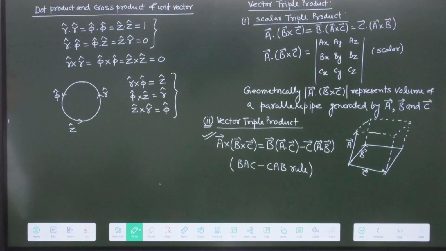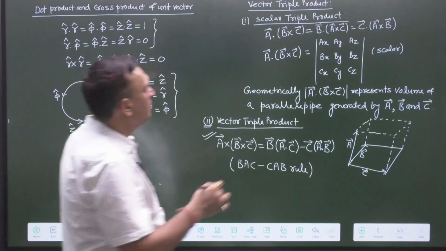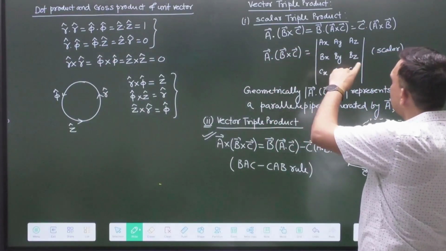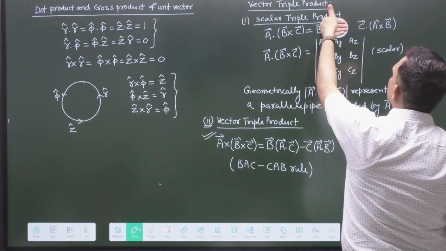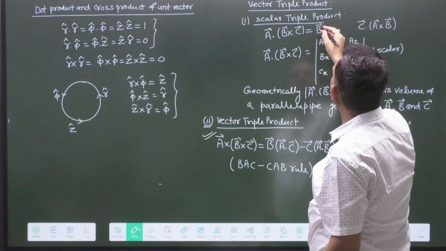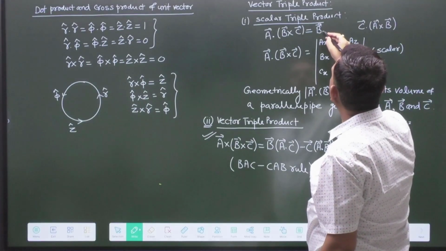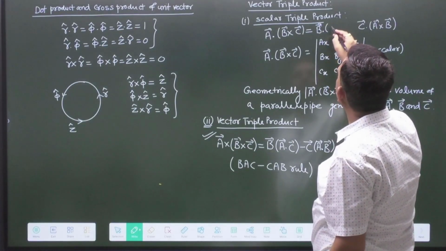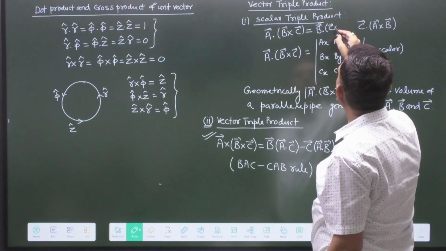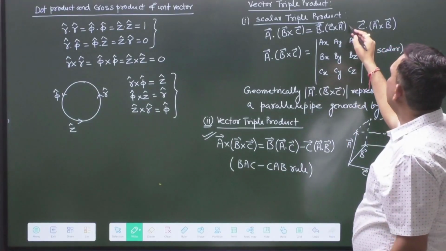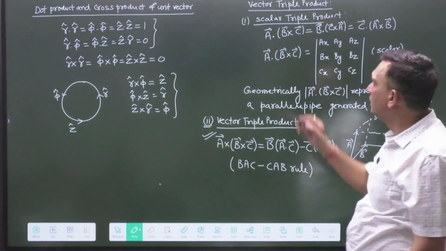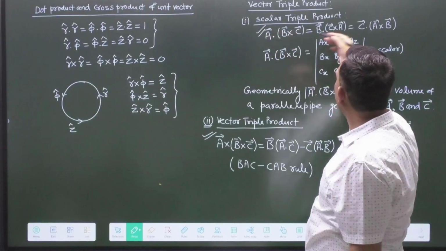ABC, BCA and CAB. Yes, this will be CAB. ABC, BCA and CAB. Yes, this is corrected. This is ABC and this will be BCA. Please correct it. And this will be CAB. All values will give you the same scalar.